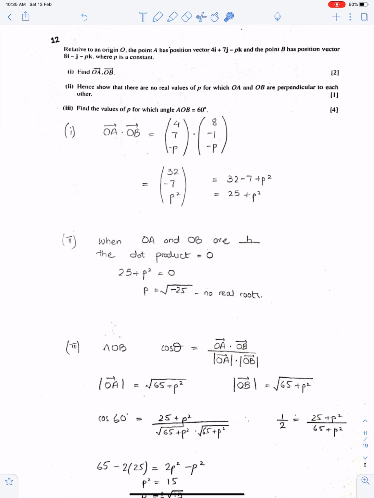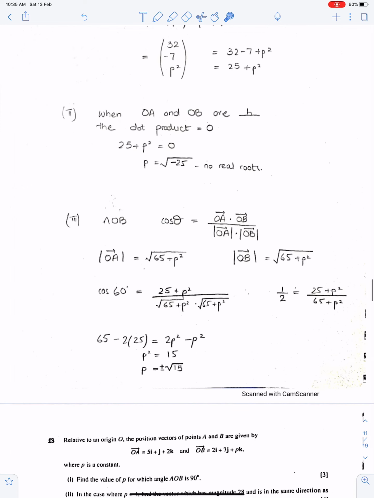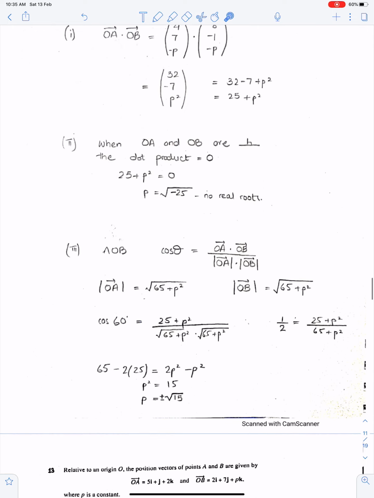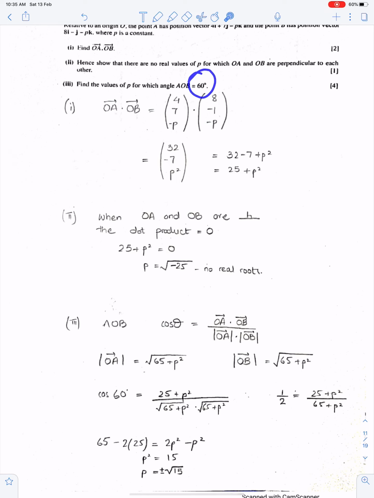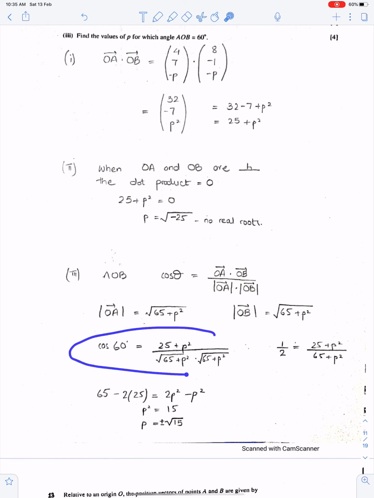The last part, given that, find values of P for which this angle is 60. This is so simple. OA dot OB. Use this formula and write cos 60 here. Normally we write cos theta, but in this case you have to write cos 60 because this angle is given 60 degrees. So you just need to use the dot product formula and you'll get the answer.